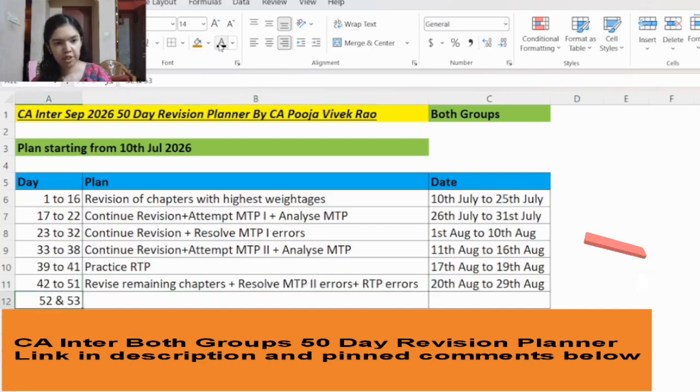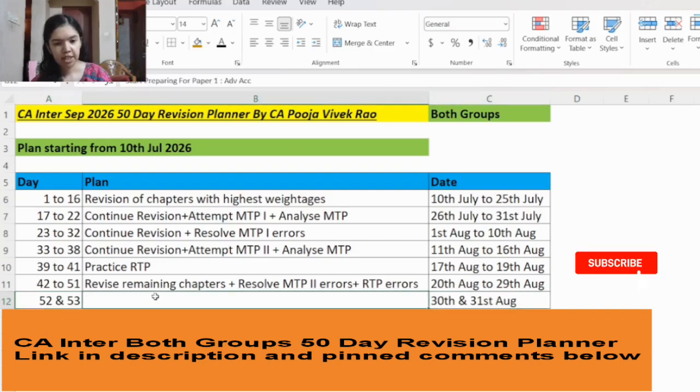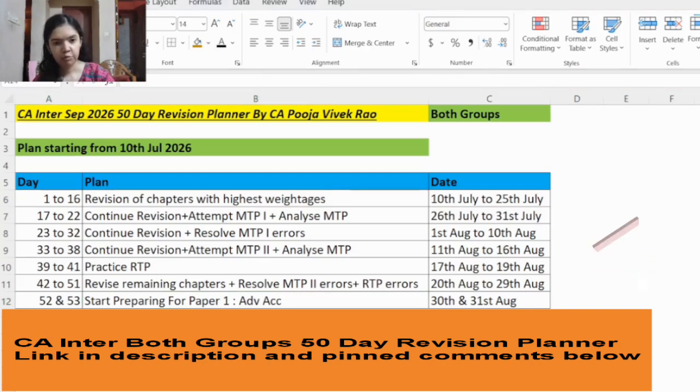Then from day 52 to day 53, that is the last 2 days, that is 30th August and 31st August, here you will start revising for the paper 1 Advanced Accounting. So it's always better to start studying early for the paper 1, because that time you will feel more confident for the first exam, and if the first exam goes well, you will be confident for all the other exams also. It will build like a positive momentum for your other exams. So follow this plan consistently and you will be able to see the difference in your marks for yourself.